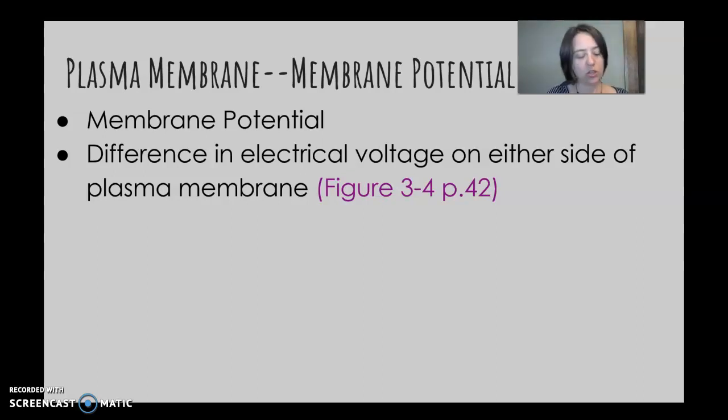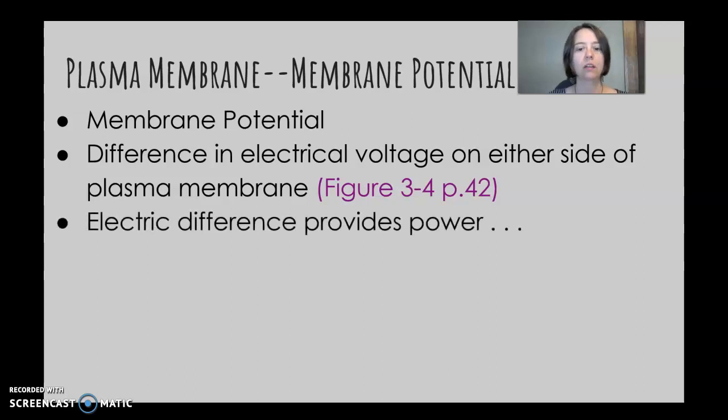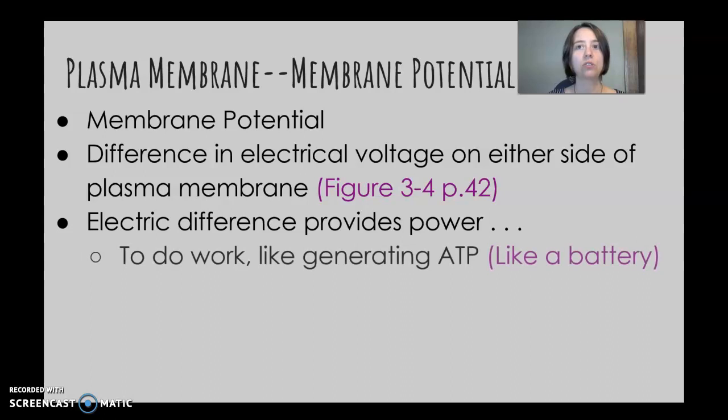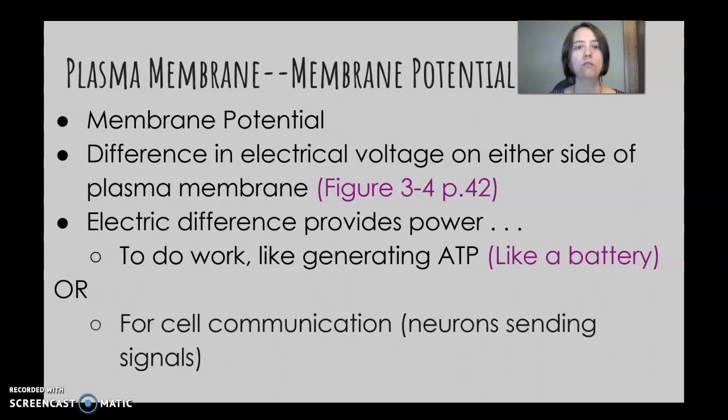Well, if you look on page 42, there is a difference in charge from one side of the plasma membrane to the other. And so sometimes a channel will open up and it'll allow the ions to flow, kind of like electricity, and then your cell can use that electric difference to provide power to do work like generating ATP in the mitochondria, and that's very much like how a battery works. Or for cell communications, like neurons sending signals, and we'll talk about that when we get into the nervous system.